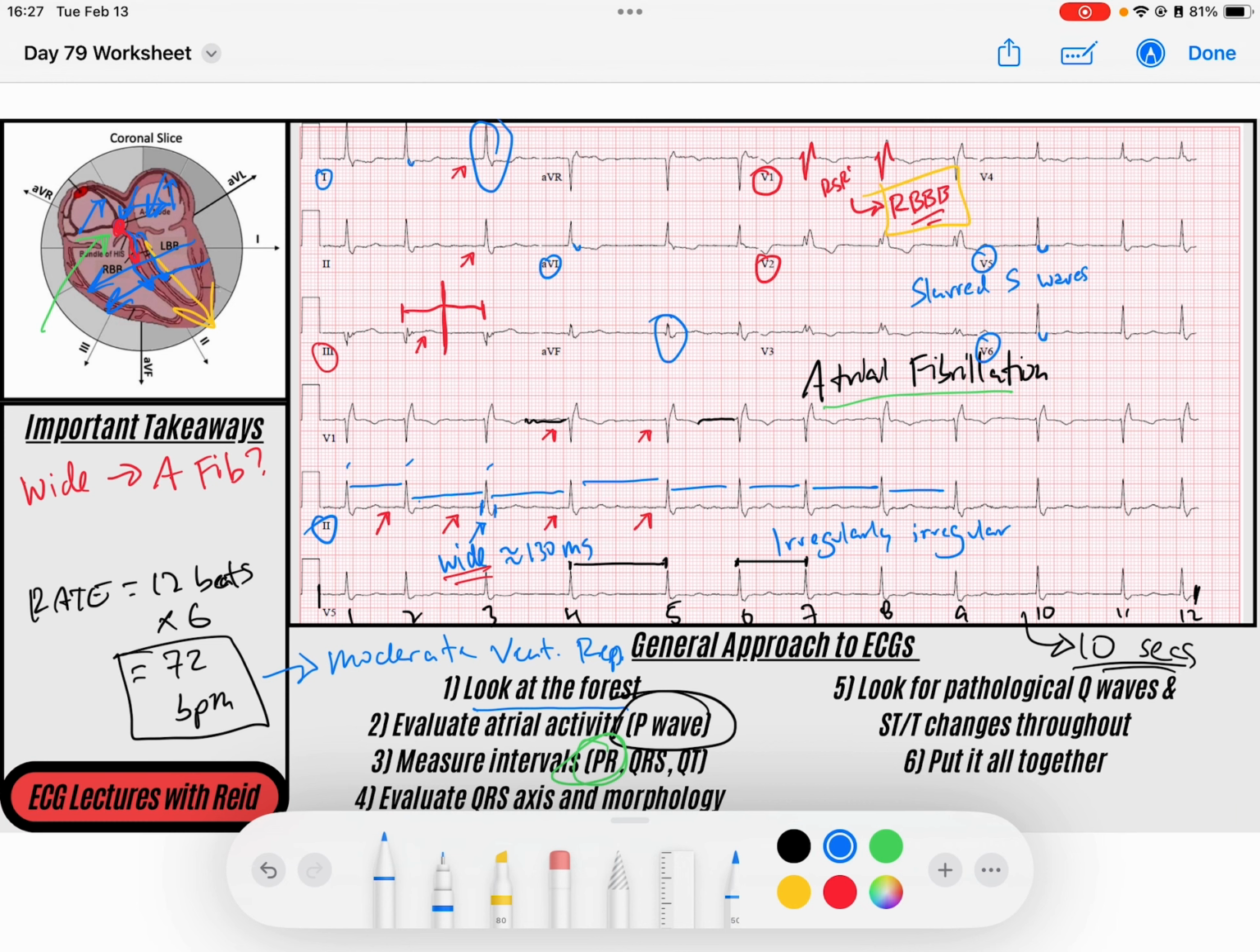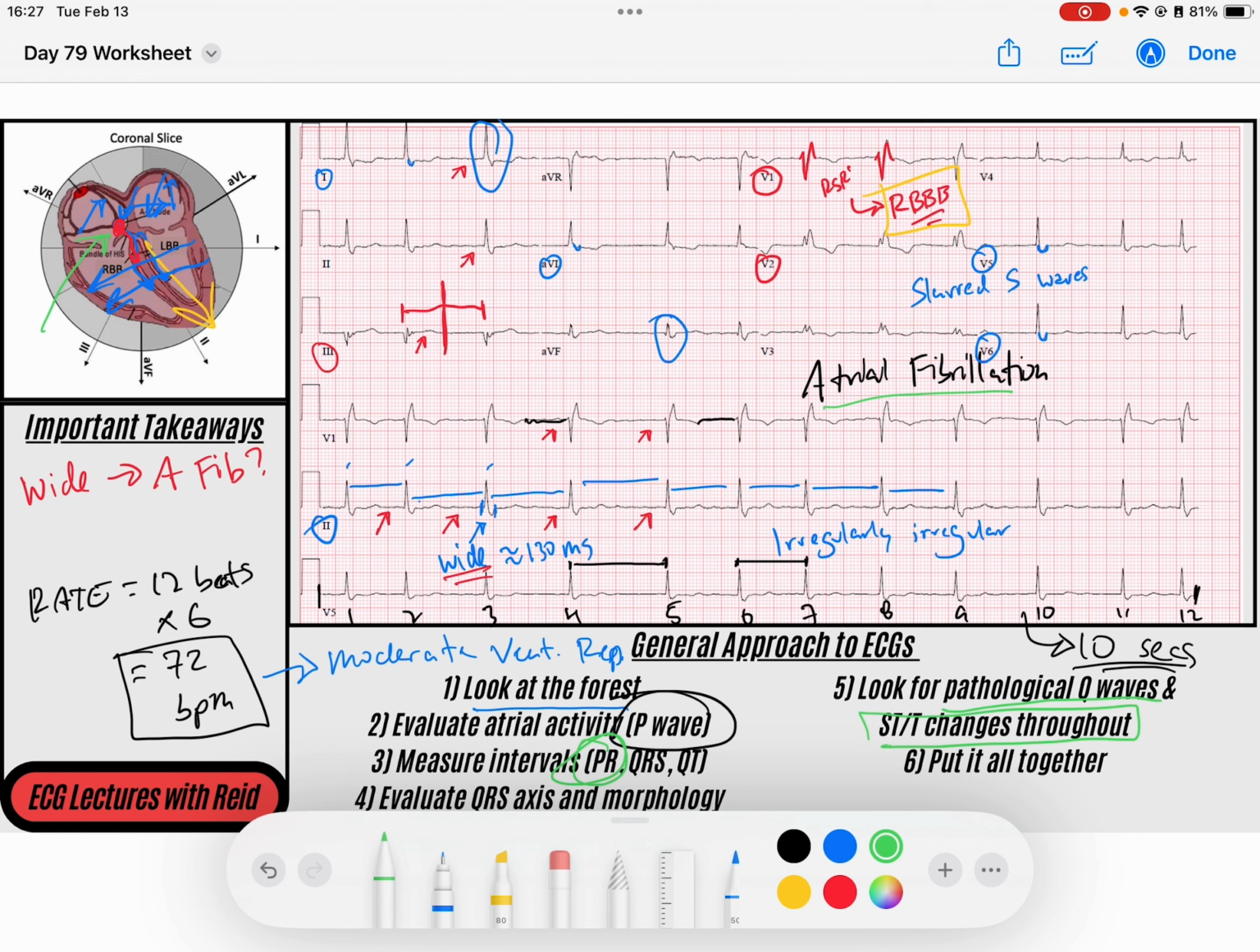And then the last thing we're going to do is look for pathological Q waves and ST or T wave changes throughout that are really telling us, one, if we've got old myocardial infarctions, and two, if we've got any previous ST or T wave changes that might make me think there's some active ischemia going on. I don't see any here.